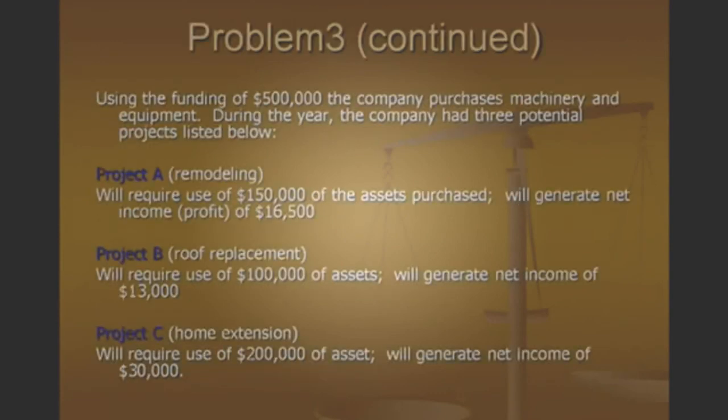And using the total funding of 500,000, they had three potential projects. Project A, which is remodeling, and I've given you information about how much assets it would require and the net income or profit it would generate. It's in front of you. Project B involves roof replacement, and the information about how much assets it would require and the net income or profit it would generate is in front of you. Project C is home extension, and again, you got the information in front of you.